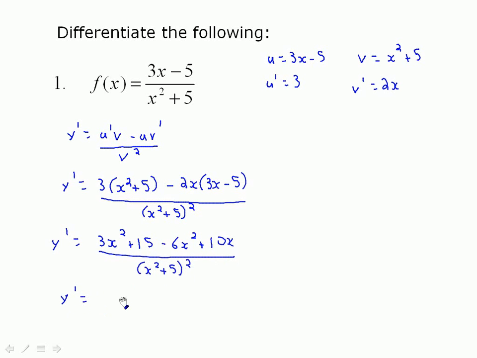So y prime is equal to 3x squared minus 6x squared is minus 3x squared, and then plus 10x, or plus 15, and then all over x squared plus 5 to the exponent of 2.